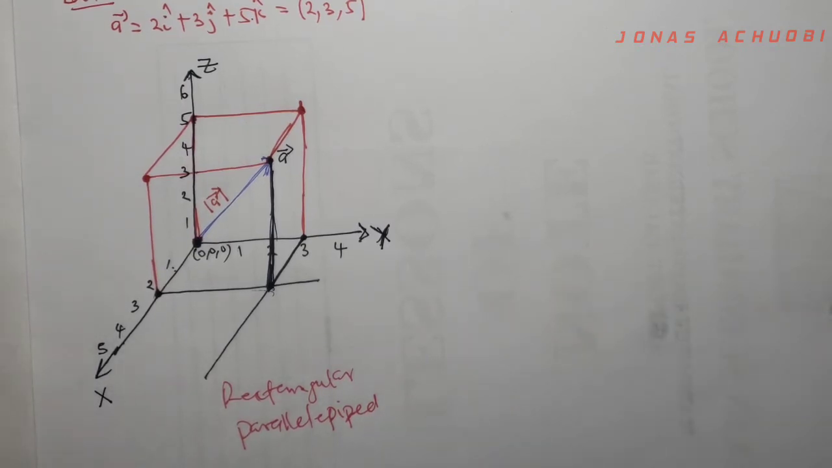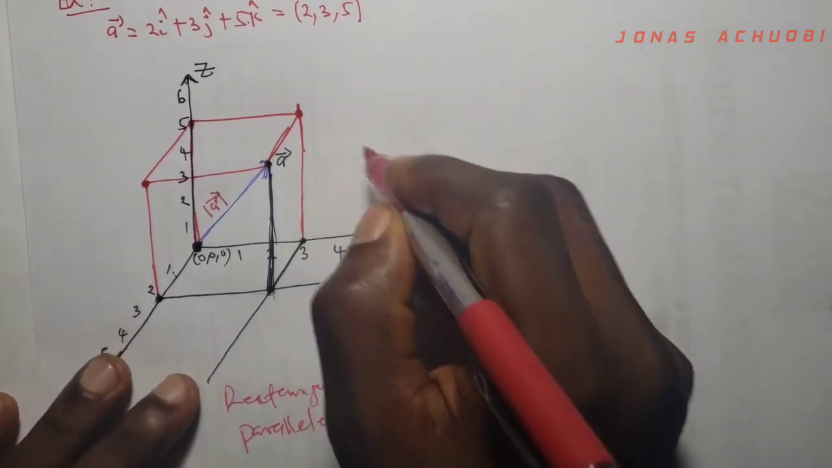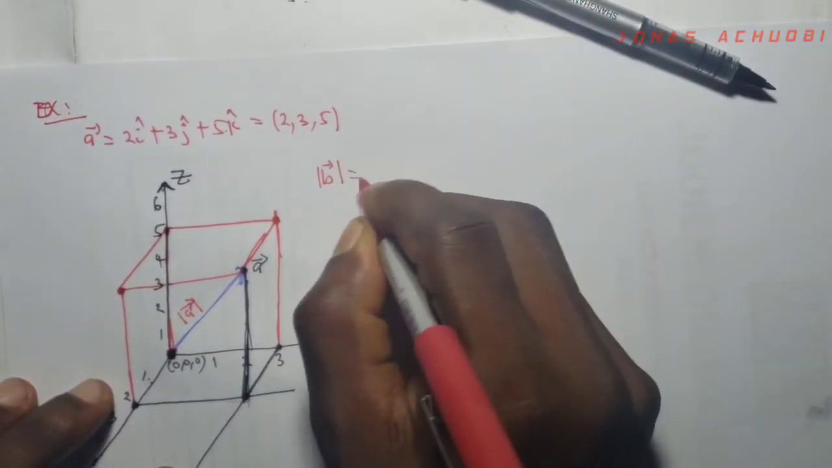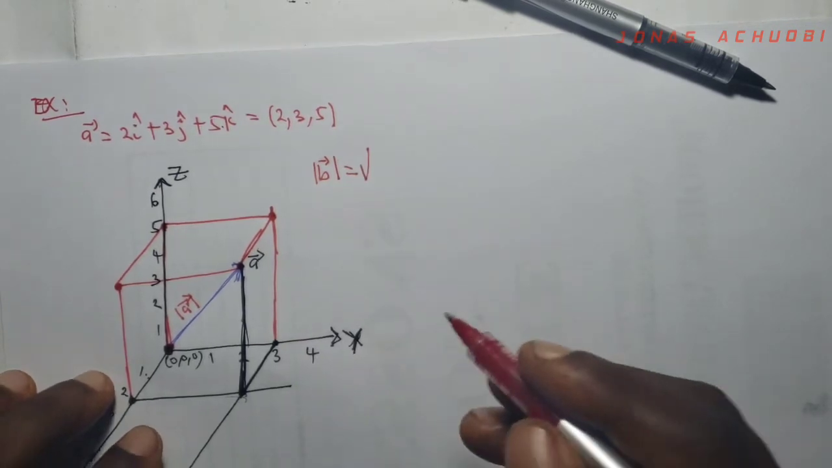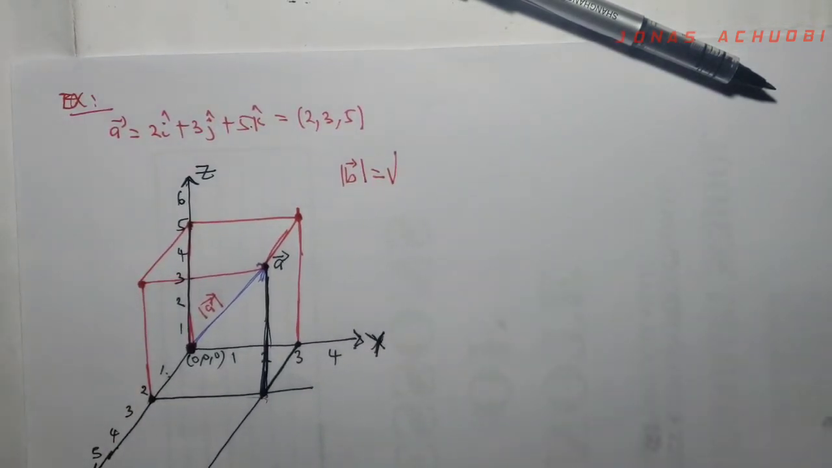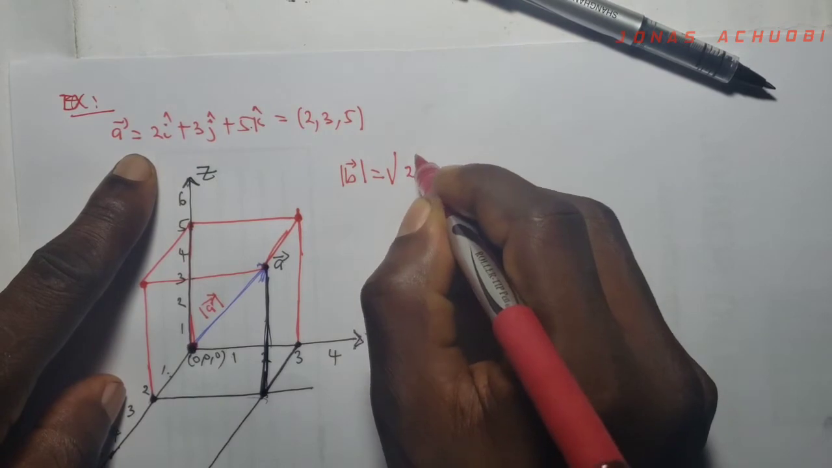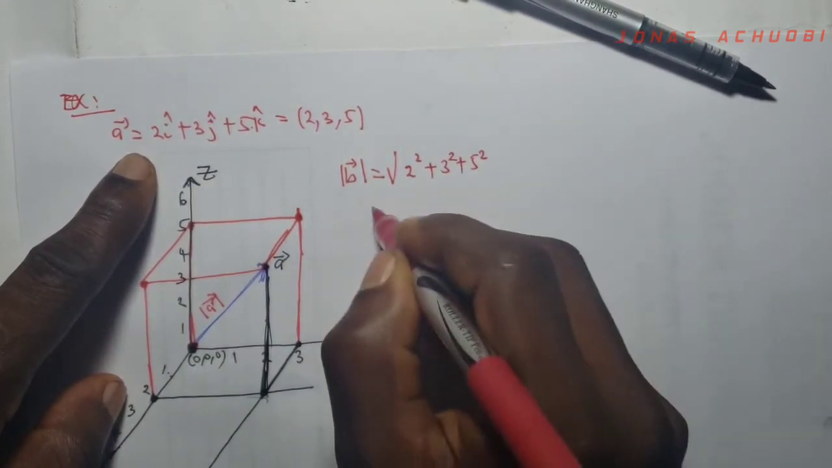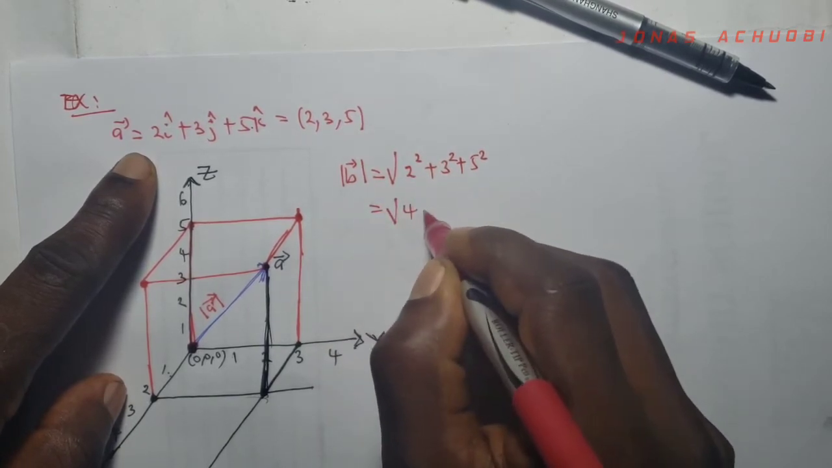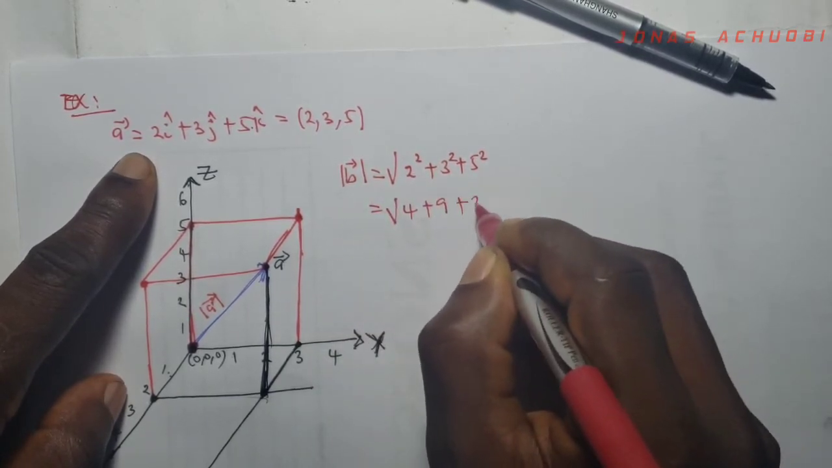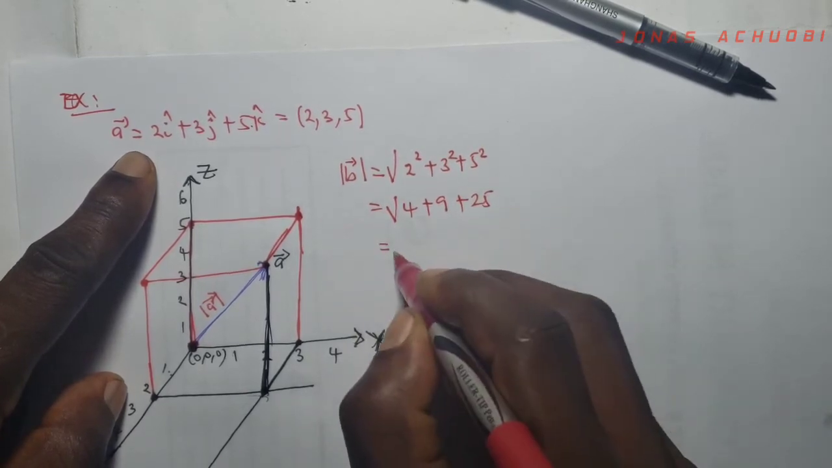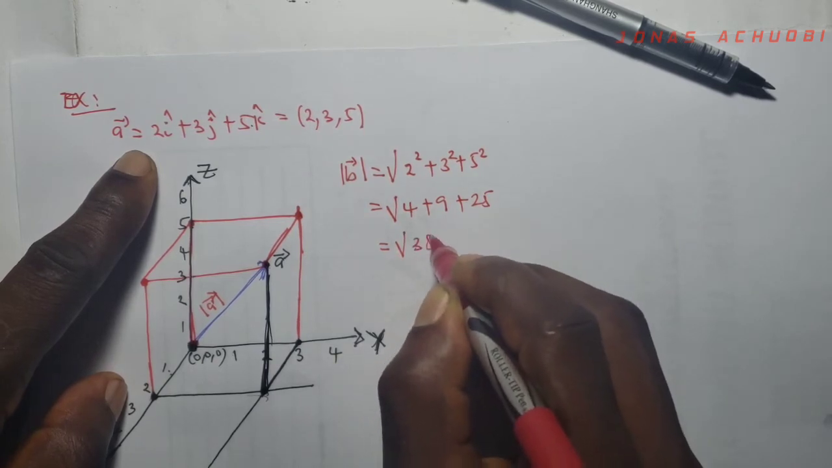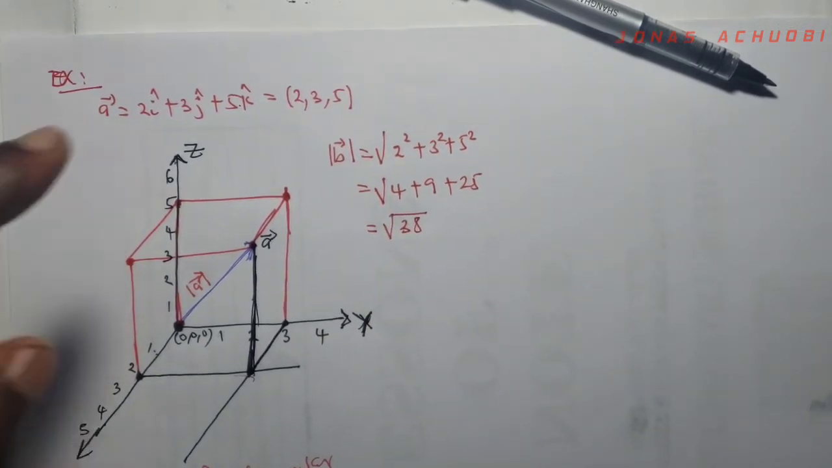And like we did in the two-dimensional case, here also the length of vector A, or modulus, is equal to the square root of the sum of squares of the three components of vector A. So the first component is 2, the x component, 2 squared plus 3 squared plus what? 5 squared. And that is the square root of 2 squared is 4, 3 squared is 9, 5 squared is 25. That gives us the square root of 4 plus 9 is 13, 13 plus 25 is 38. So the square root of 38 is the length of vector A.